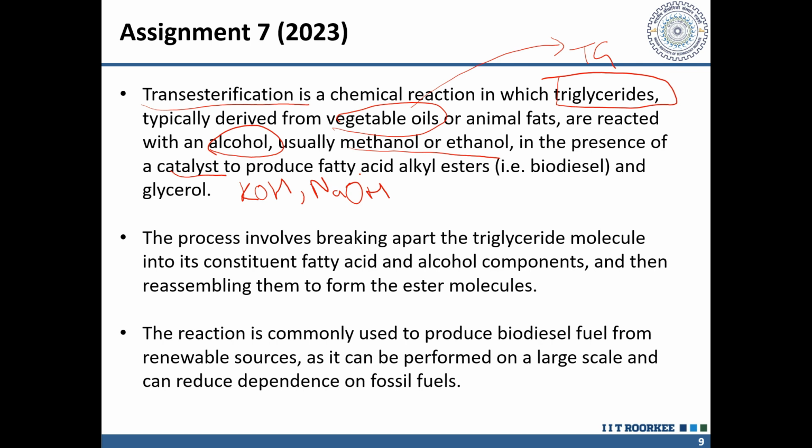They produce fatty acid alkyl esters, which are known as biodiesels. The process involves breaking apart the triglyceride molecule into the constituent fatty acids and alcohol components and then reassembling them to form the ester molecules. This is the most commonly used method by industries, and it can be performed on a very large scale. It's a very conventional method to produce biodiesels. So this is the most common method, and sodium hydroxide and potassium hydroxide are the most common catalysts used for the transesterification of oils to produce biodiesels.